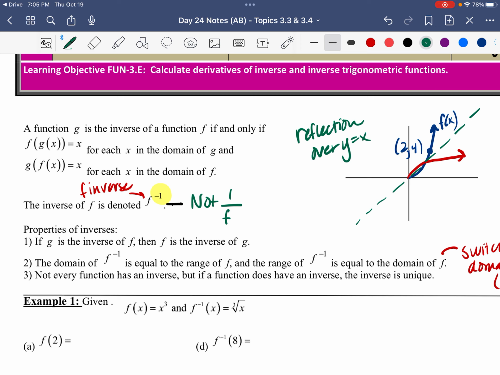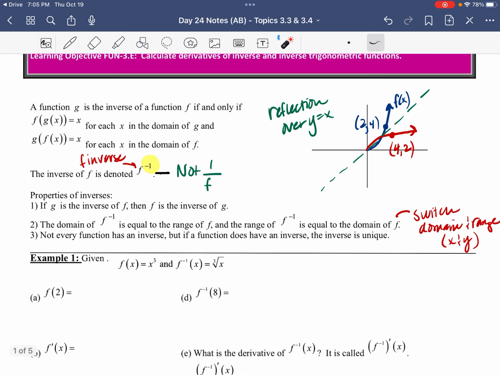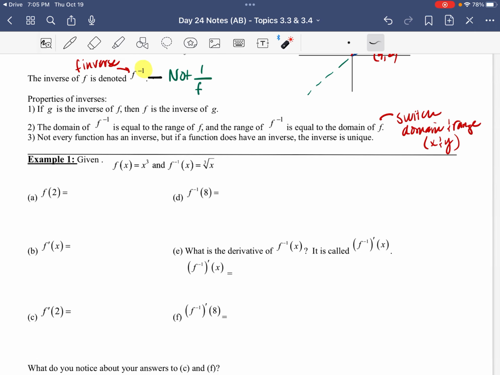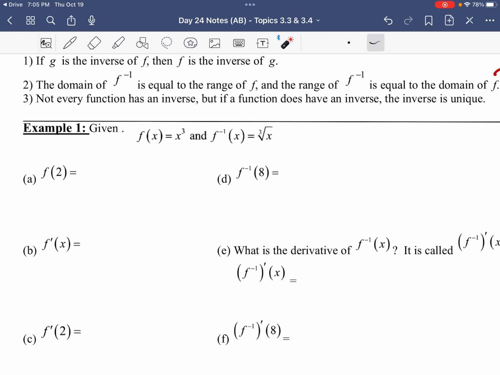And if f of x has the point (2, 4), then f inverse of x must have the point (4, 2). It's required. So every (x, y) becomes a (y, x) over here. All right? That's kind of just the basics of the inverse. So knowing that and remembering that, we're going to work through this example.